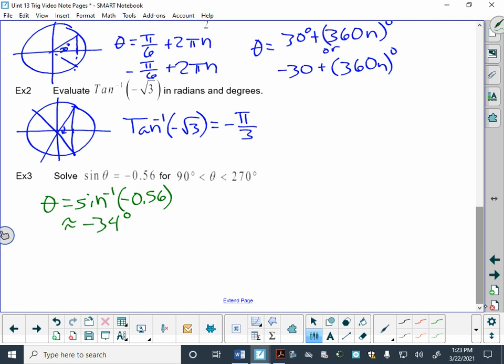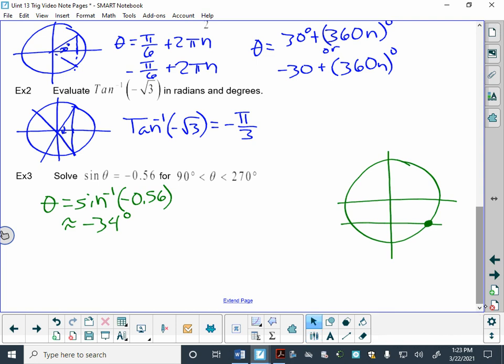Okay. But negative 34 is not between 90 and 270. So I need to start adding things on here. Let me draw the picture of the unit circle again and see exactly where I am. The sines are y values of negative 0.56. That's down here somewhere. And I just found this one, but I want to be somewhere between 90 and 270, so I want to be over here somewhere. Adding 360 is not going to do that. I'm going to have to find the other one that got me down here.